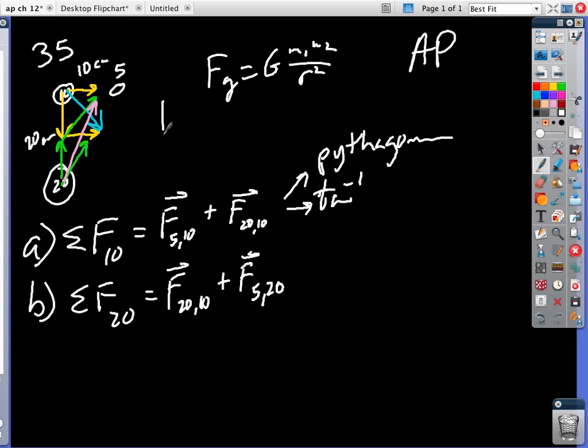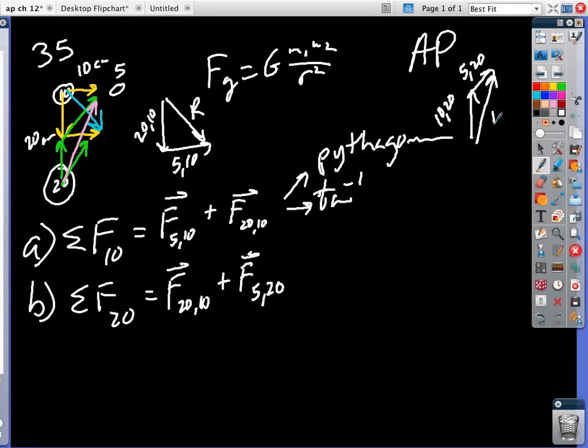One of them is like this, because this is the force of 20 on 10. This is the force of 5 on 10. We add those two vectors, and we get R. And then the second one, this is the force of 10 on 20. This is the force of 5 on 20. And that's our R. Is that making sense? Okay. Do you need me to go through and do all of it?